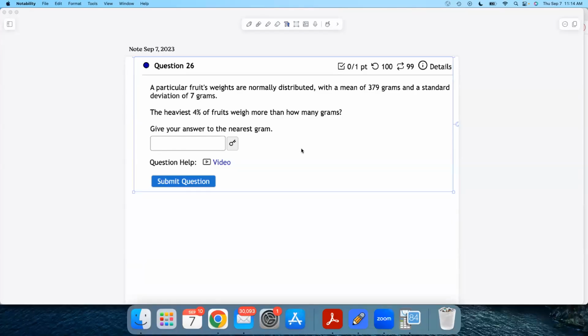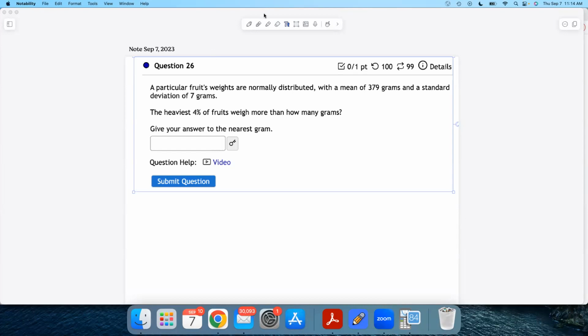Okay, so let's take a look at this problem. This is a percentile problem. I know that because they give me the percentage and they're asking for one of my data points, the weight of a particular piece of fruit. So I'm working backwards here.